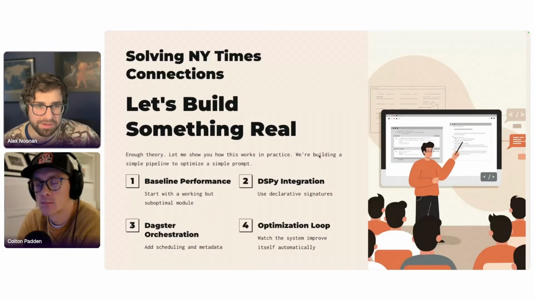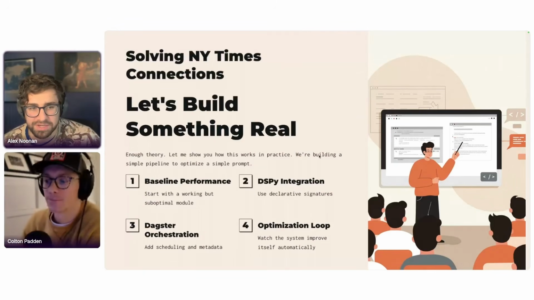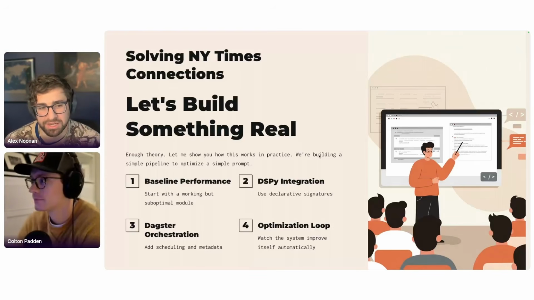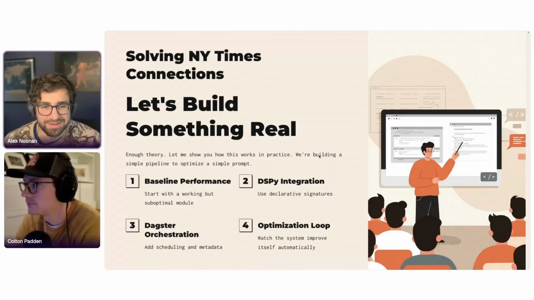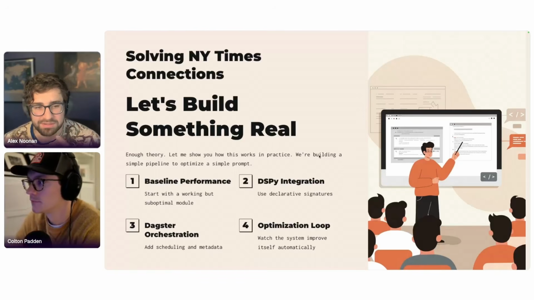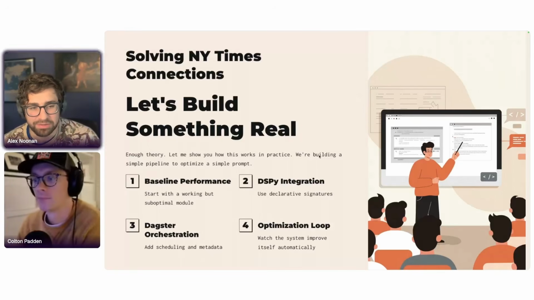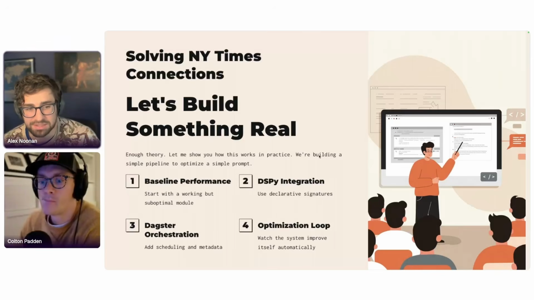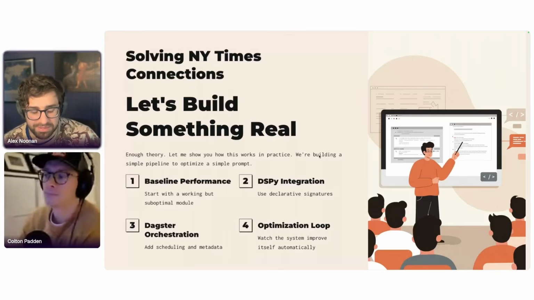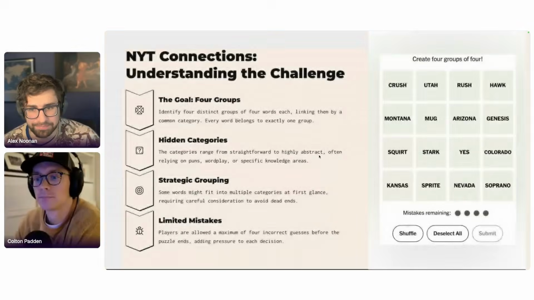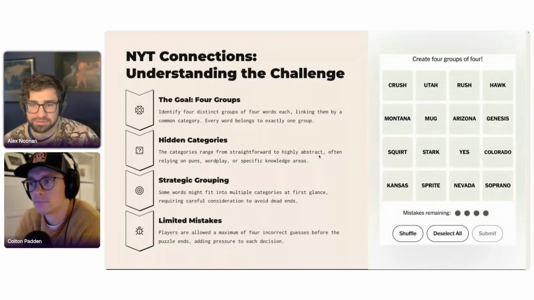So for the project, we went with the New York Times Connections puzzle, which is fitting because if there's one thing I know about data, it's about love and it's about connections. And with that in mind, you can follow along. The link will be in the comments, but we'll go over the basics of solving the puzzle, how we model the game with DSPy, and how we map those interactions to Dagster abstractions, and the optimization loop that DSPy offers. Here's the link.